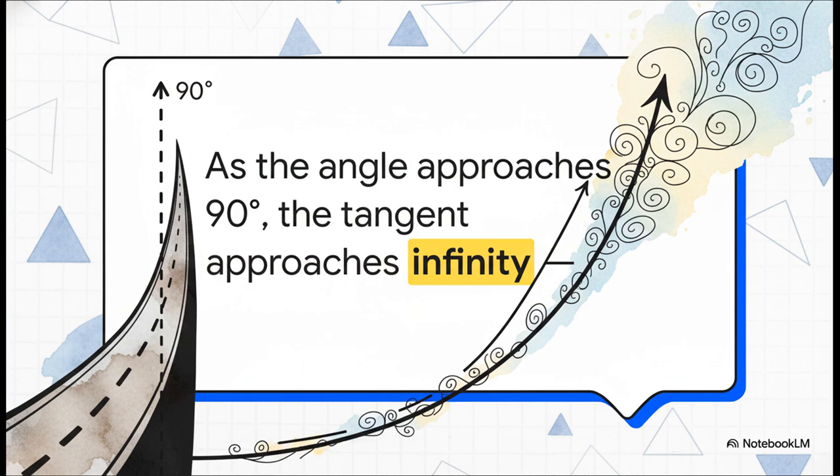And this is where it all comes full circle. Think about it. As a road's angle gets steeper and steeper, as it gets closer and closer to a vertical 90 degrees, what happens to its tangent? It shoots toward infinity. That asymptote on the graph isn't just some abstract line anymore. It's the mathematical equivalent of driving straight into a vertical cliff face.